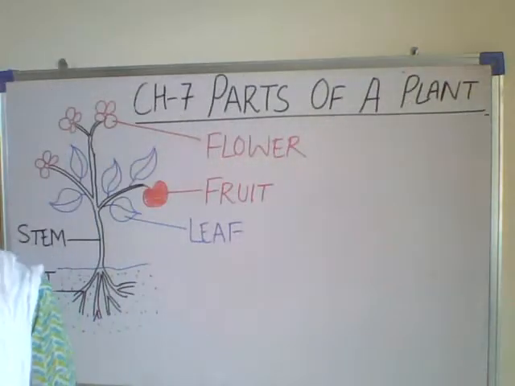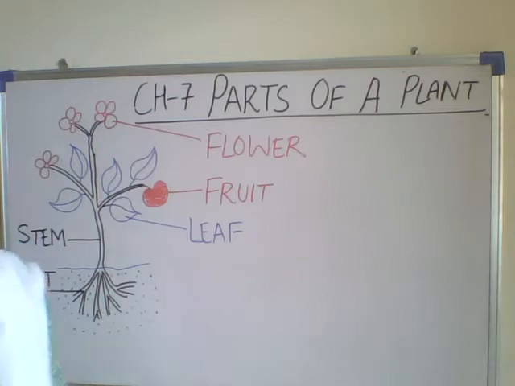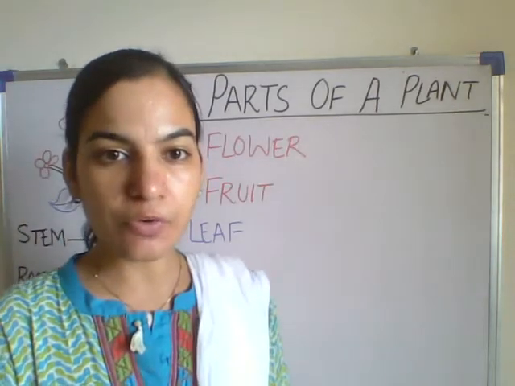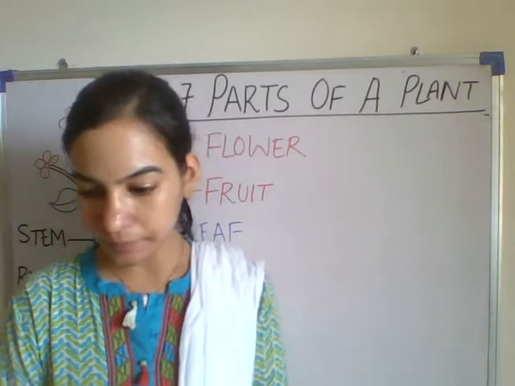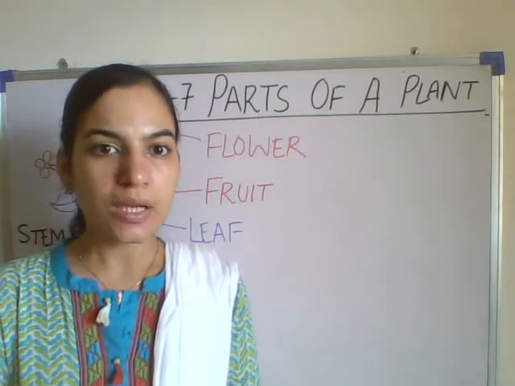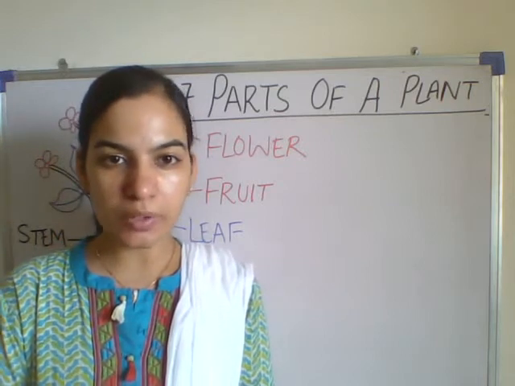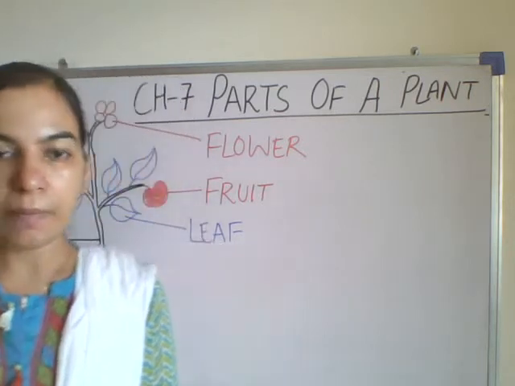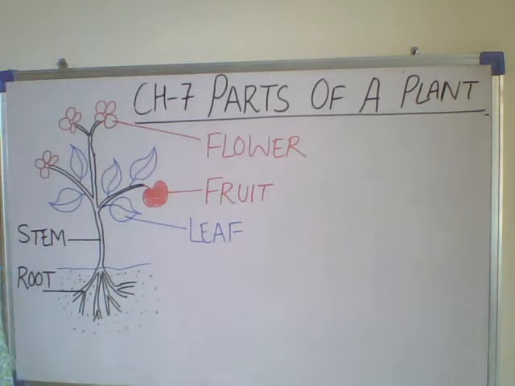Students, open your book. Take out page number 54 of your science book. Open chapter number 7, parts of a plant, page number 54. Let us start now. Parts of a plant.